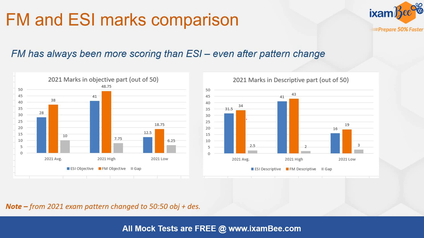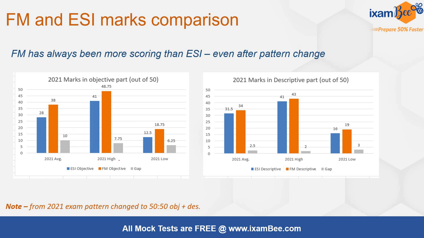The second aspect is related to the descriptive and objective part. In 2021, as I told, the pattern was changed and 50% was objective paper and your 50% marks are of descriptive nature. So when I look at the marks in this case also, if I compare it with ESI and FM, again FM was higher both in objective and descriptive paper when I compare it with ESI. So on an average in 2021, there was a difference of 10 marks between FM and ESI.